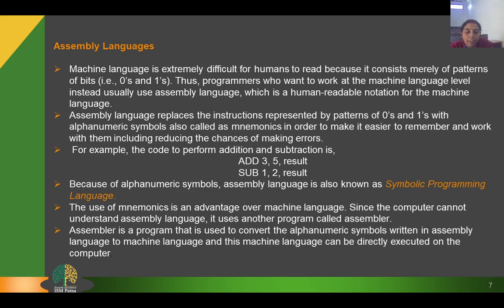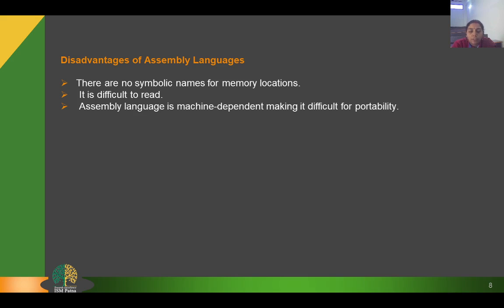So, for example, if we are talking about performing the addition operation of 3 and 5 in assembly language, we will write add 3 comma 5. So this will give an instruction to the computer to perform the addition operation. Similarly, for subtraction we do the same. Assembly language is used, but it also has some limitations. It is difficult to read. It is machine dependent, so it's difficult to make a portable application using assembly language.